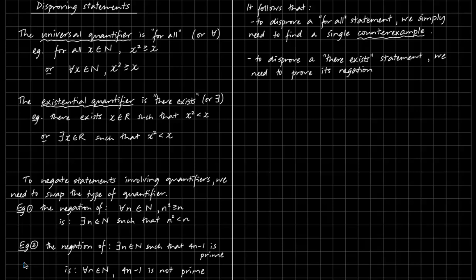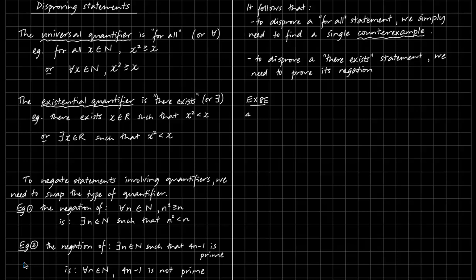To disprove a "there exists" statement, an existential statement, we need to prove its negation. Now maybe that one's a little bit harder to get your head around, but let's do a couple of examples and hopefully that will help. So I'm going to grab a couple of questions from the textbook, from the exercise, and let's see if we can make sense of each of those.